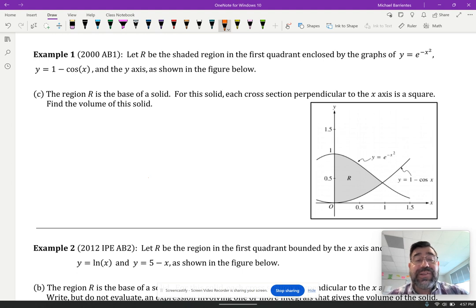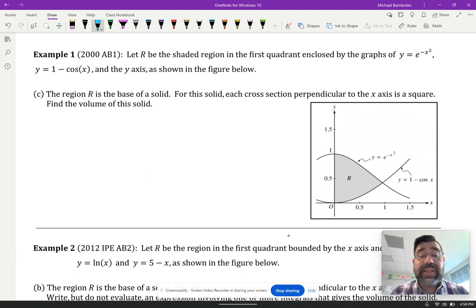Let R be the shaded region in the first quadrant, enclosed by the graphs y equals e to the negative x squared, y equals 1 minus cosine x, and the y-axis, as shown in the figure below. The region R is the base of a solid. For this solid, each cross-section is perpendicular to the x-axis and is a square. Find the volume of the solid.